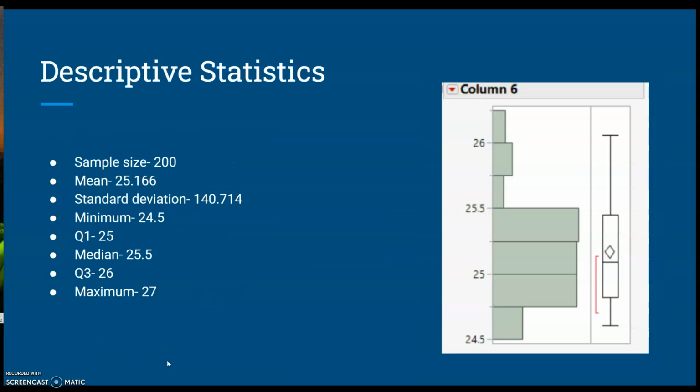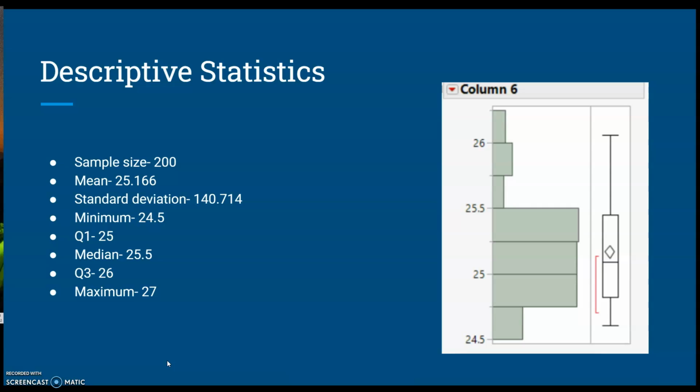Here you can see my descriptive statistics when I ran the data through the JMP site. There's my graph on the right. My sample size, like I said before, I narrowed down to 200. It's an easier number to work with than the thousands of data points that I received.